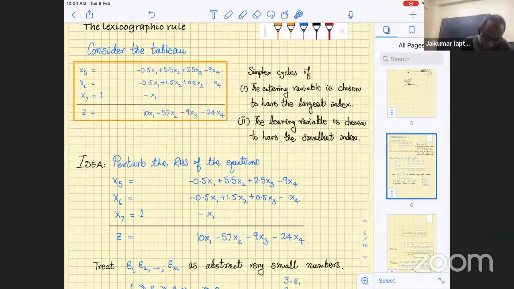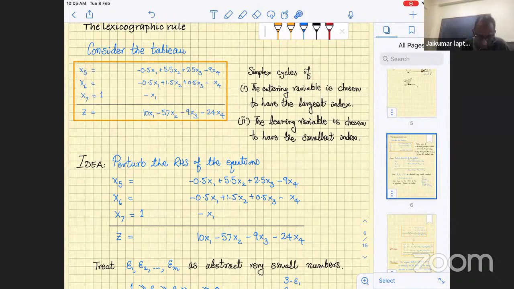Here's an example of a linear program, and if you run this linear program with this pivoting rule, this is a rather strange pivoting rule. When a variable needs to enter, you choose the one with the largest index. You write the variables here in the order of their indices, and then you look for the largest variable, but in this case, of course, there's only one. And when you want to leave, you choose the variable which has the smallest index.